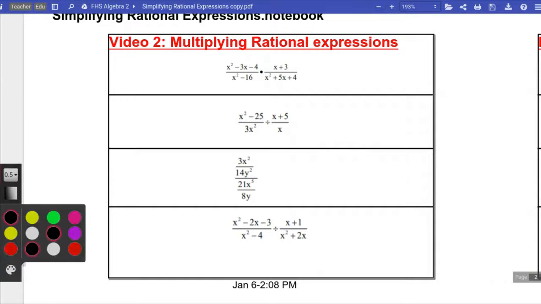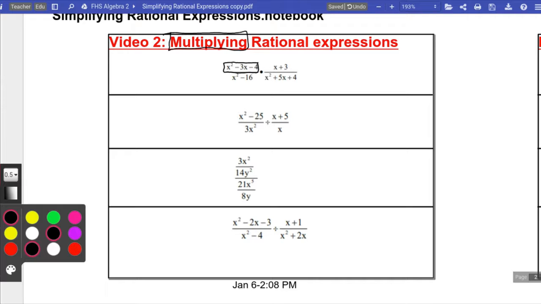All right, so this video is about multiplying rationals. Last video was dividing, this time is multiplying. If you made it to this video so far, you're doing great. We're going to continue the same procedure. Since it's multiplying, we're going to do what we've been doing. Nothing has changed. Take the first one. If you can break it down, let's break it down.